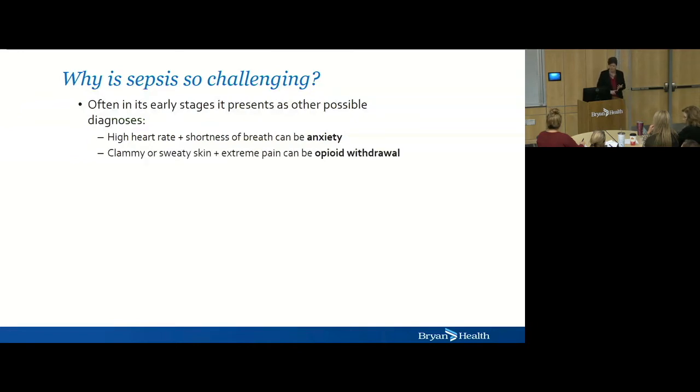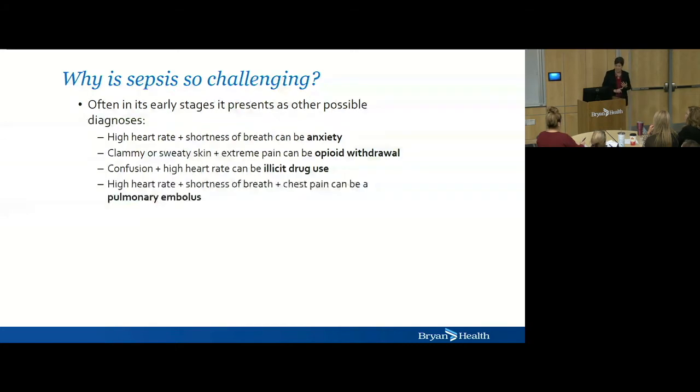Clammy, sweaty skin, extreme pain, opioid withdrawal. Could it be illicit drug use causing the confusion and high heart rate? Could it be a PE? Another condition, I don't want to go down a sepsis trail and miss another critical condition.